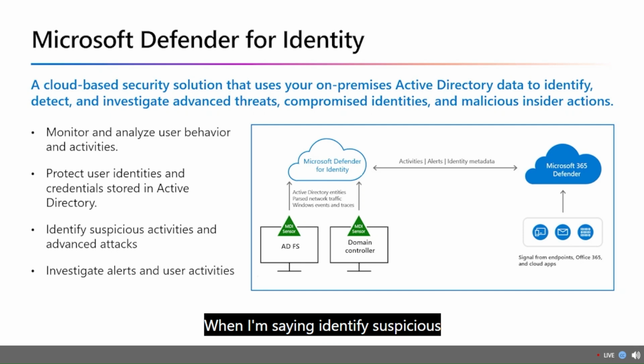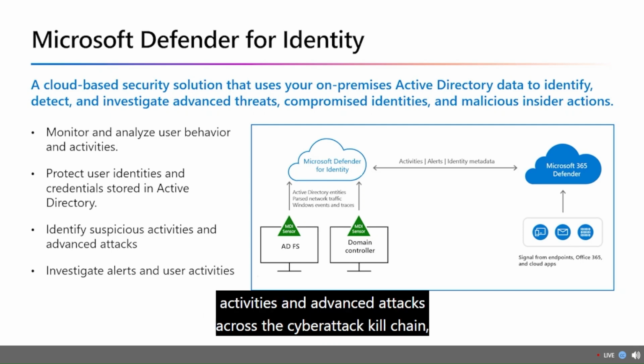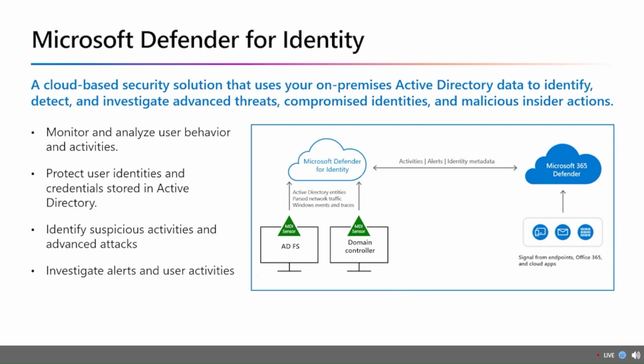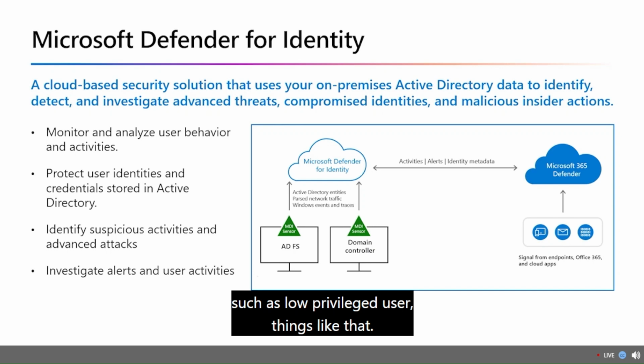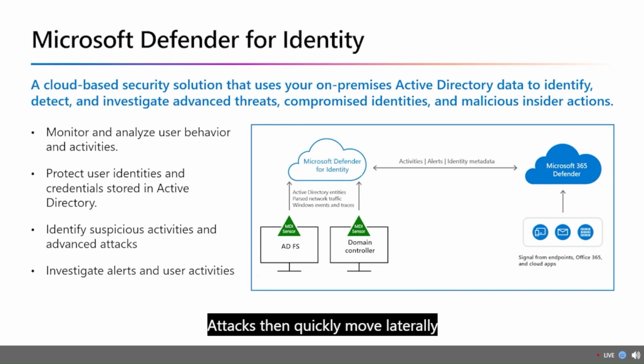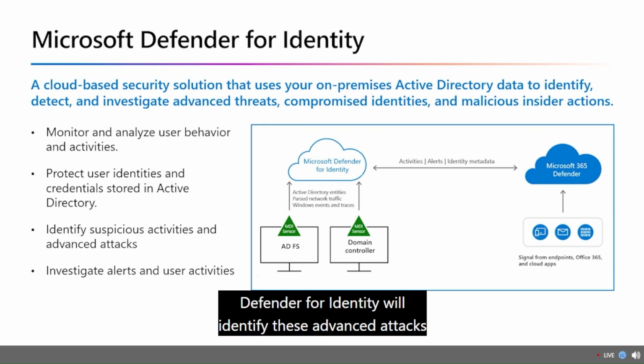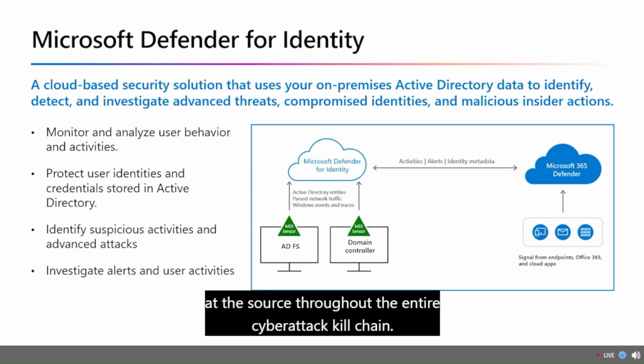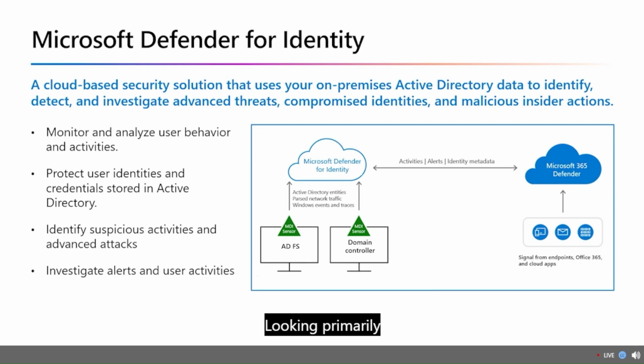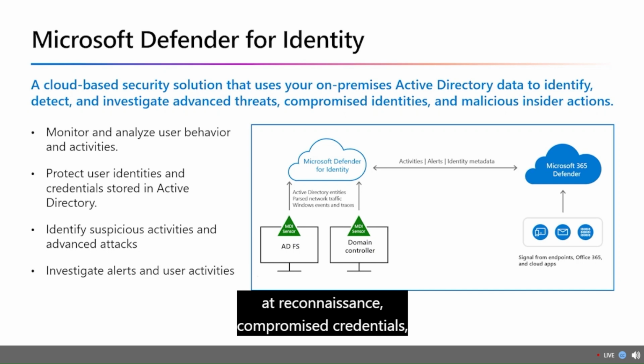So when I'm saying identify suspicious activities and advanced attacks across the cyber attack kill chain, typically attacks are launched against any accessible entity, such as a low privilege user, things like that. So attacks then quickly move laterally until the attacker accesses some valuable asset. So these assets might include sensitive accounts, domain administrators, highly sensitive data. Defender for Identity will identify these advanced attacks at the source throughout the entire cyber attack kill chain. And so looking primarily at reconnaissance, compromised credentials, lateral movements, domain dominance, things like that.